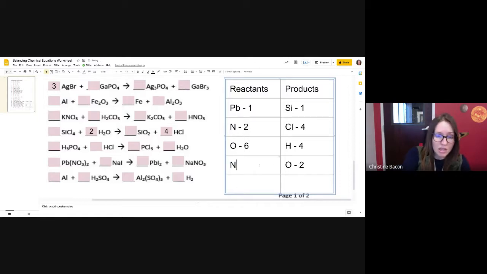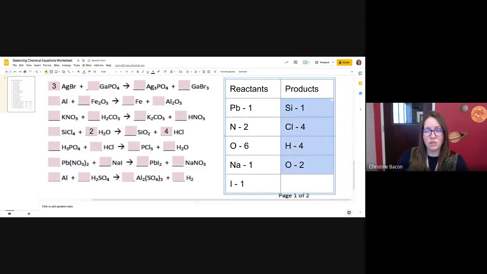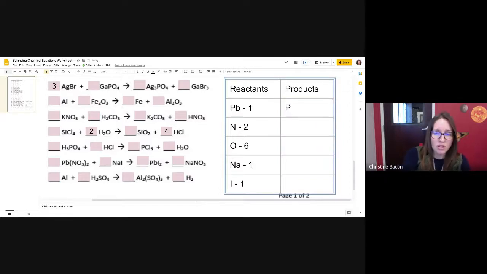I also have sodium, one of those, and I have an iodine. It's a capital I. I have one of those. All right, so I have 5 different reactants, and I will have 5 products. So I have 1 lead. Okay, we have 2 iodine in this molecule. All right, sodium, I have 1. Nitrogen, I have 1. And oxygen, I have 3.